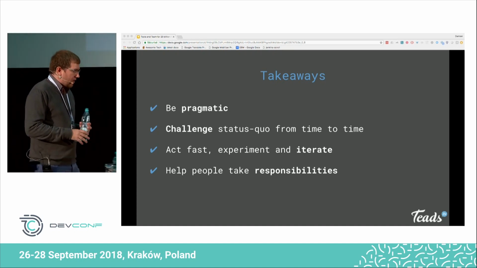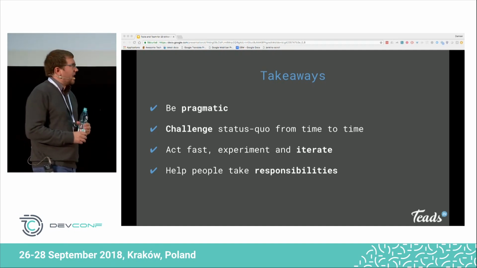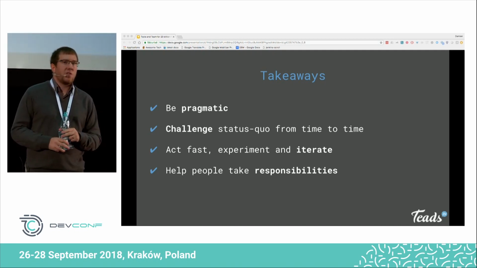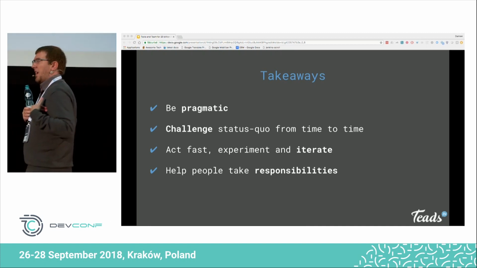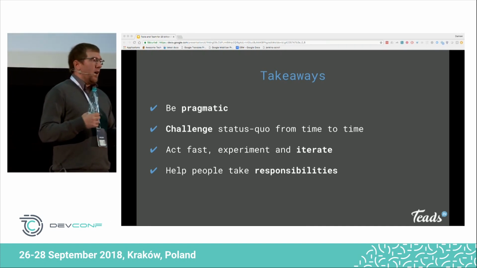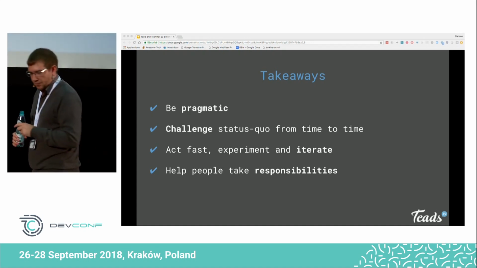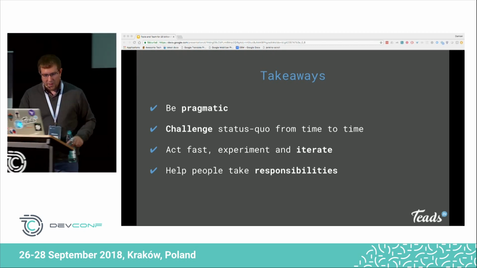And in the end, also, help people take responsibilities. This has been the single game changer for Teads. Basically, we empowered people into saying, okay, this is my code, I'm responsible for it. I'm responsible for the run of it. I understand what this means. So those are the takeaways that I give you from this talk.